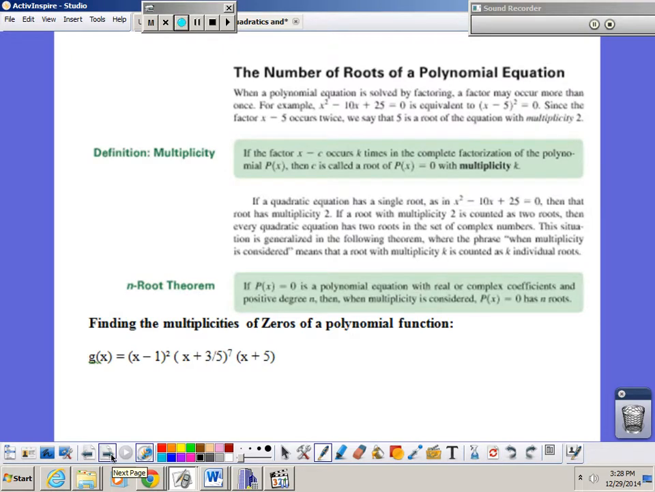Okay, the number of roots of a polynomial equation. Multiplicity tells you how many roots that you can have. Okay, so if I have a multiplicity of 7, that means I can have up to 7 roots. Doesn't mean I have 7 roots, it just means I can have up to 7 roots. The n root theorem says if a polynomial equation with real or complex coefficients and the positive degree of n, then a multiplicity is considered 0. So in this one here, finding the multiplicity, I have 2, 7, 9, 10. So this has a multiplicity of 10, which means I can have up to 10 roots.